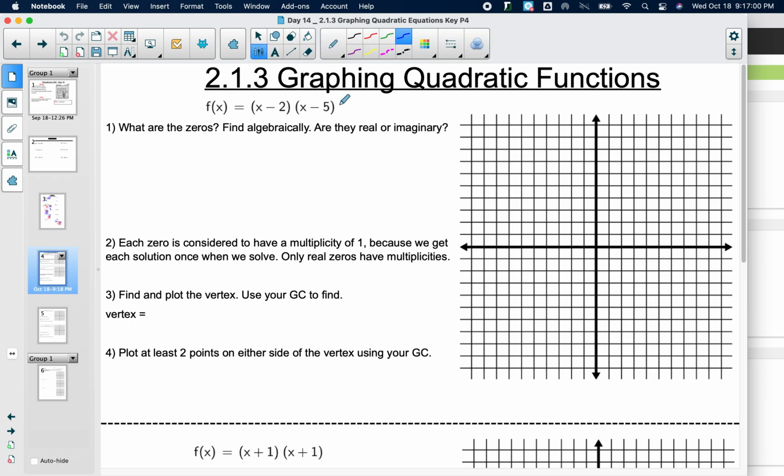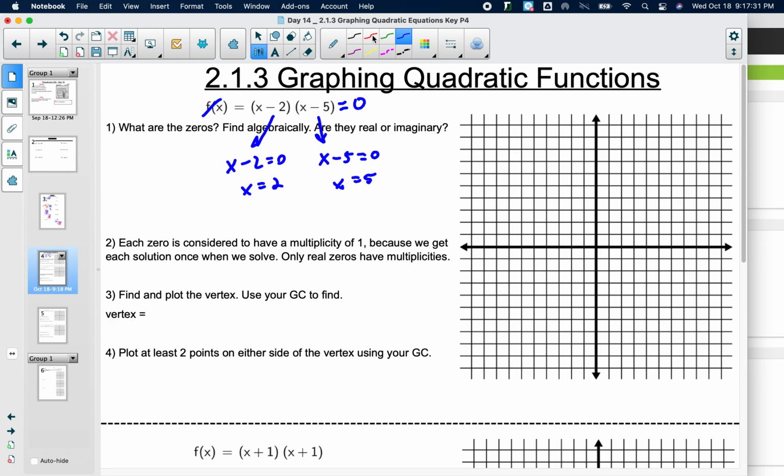So to find zeros, we set the function equal to 0, okay? This is already factored. It's already in factored form, so I don't need to reverse FOIL here. I just set these factors equal to 0 and solve. Okay, so here, if I have x minus 2 equals 0, I should get x equals 2. And then x minus 5 equals 0, and I should get x equals 5. Okay, so those are my two zeros.